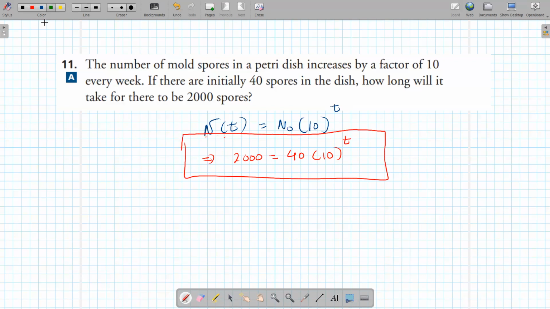How do you solve this exponential equation for t? What do you do on both sides? First thing, divide by 40. Divide by 40, and 200 divided by 4 is 50. Now what?